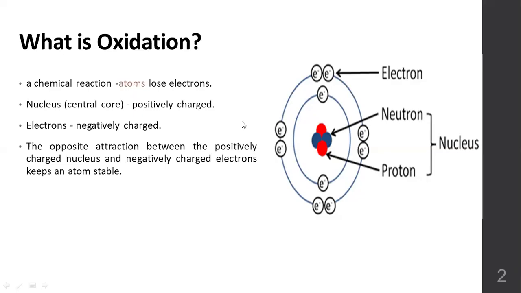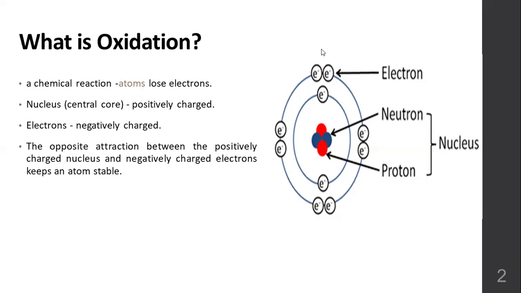So, first, understanding what is oxidation. Oxidation, we can also call it burning of substances to give out energy. So at a cellular level, oxidation also takes place.